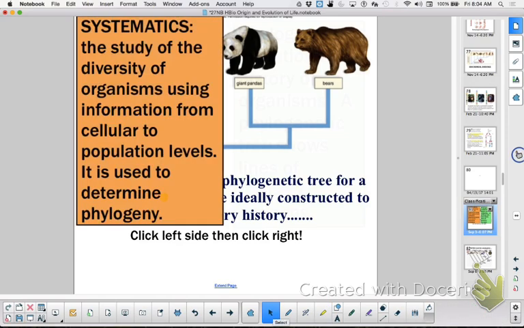The first part is systematics. Blue, tell them. Blue just went? Yeah. Slate, tell them the definition of systematics. Go ahead.